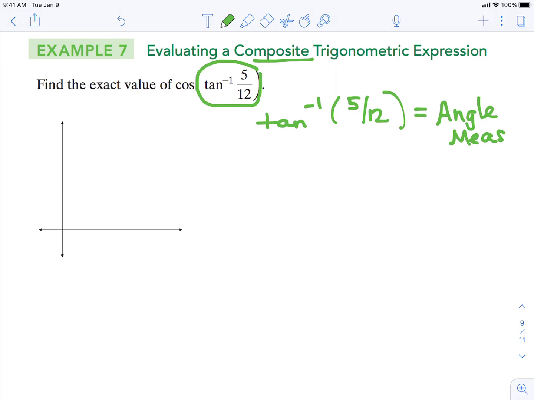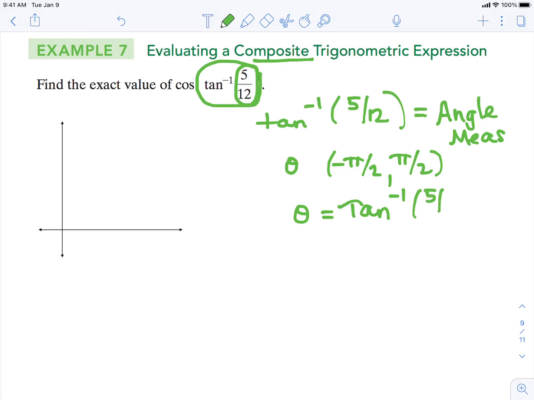So we need our angle theta to be an angle between negative pi over 2 and pi over 2, because that works with the half moon. So we're going to work with 5/12. So we say theta equals the tangent inverse of 5 divided by 12. And we want to find out what that angle is. So this angle, since it's a positive tangent, would have to fall in quadrant 1.